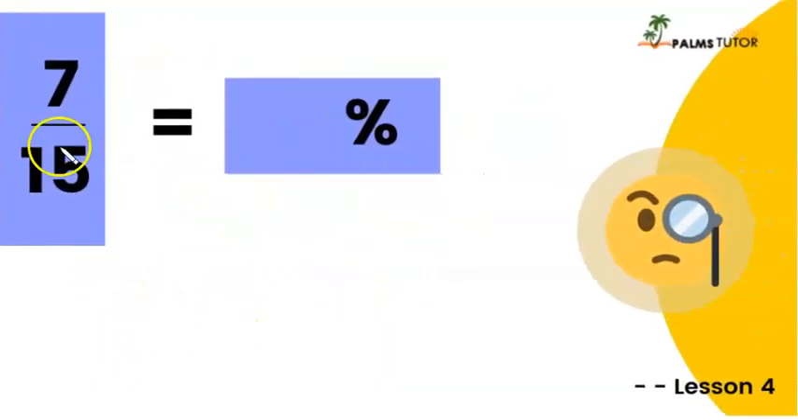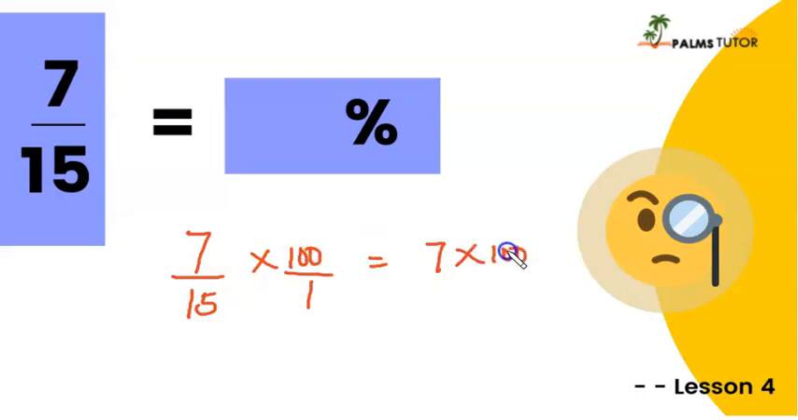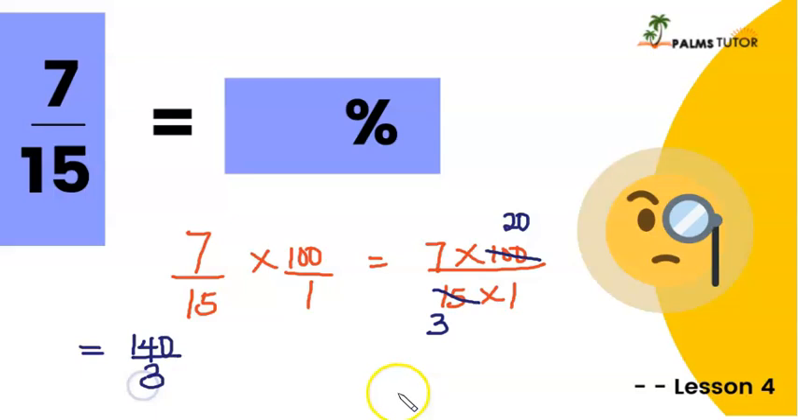7 over 15. So, we would have 7 over 15 multiplied by 100 over 1. I'll put this together. 7 times 100 all over 15 times 1. Can we simplify anything? Okay, 15 and 100 have a common factor, which is 5. So I have 5 goes here 3, and 5 goes in 100 20 places. Any other simplification possible? I don't think so. So I have 7 times 20 is 140 over 3%.